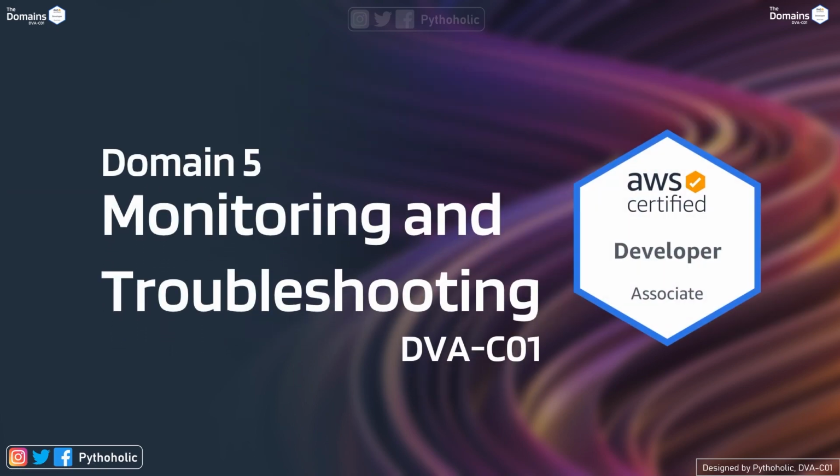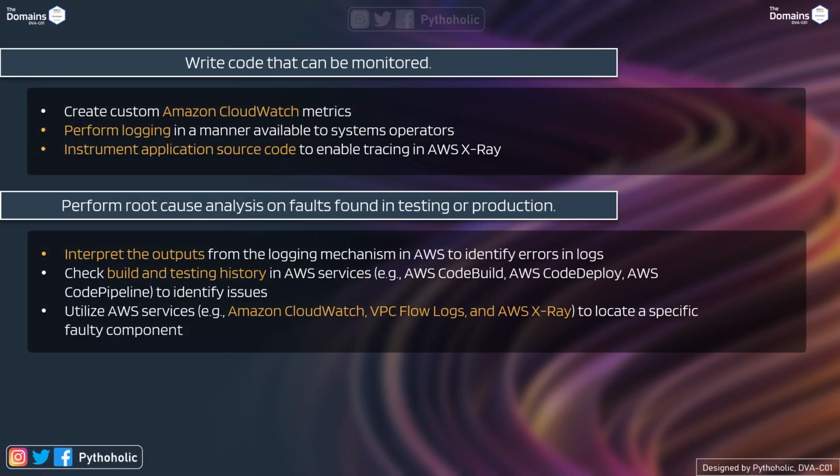And the last domain is monitoring and troubleshooting. We all know what monitoring and troubleshooting is, but our focus is to create and design the application in such a way that it can be monitored and is easy to troubleshoot. For that, the first thing we need to do is write code that can be monitored. And for that, we need to create custom metrics like Amazon CloudWatch metrics, which we have already discussed how to create. We also need to know how to perform logging in a manner available to systems operators, and also instrument application source code to enable tracing in AWS X-Ray.